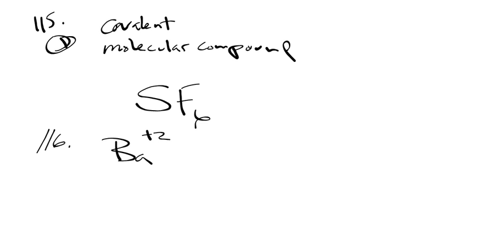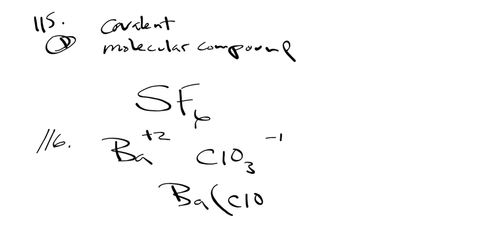Chlorate, when you look it up on the polyatomic sheet I'm going to give to you, looks like this, ClO3 with a -1. When you cross them, you get Ba, then the ClO3, all of that is found twice. That's your answer. Therefore, 116 should be C.